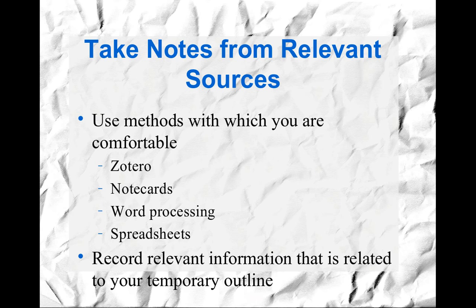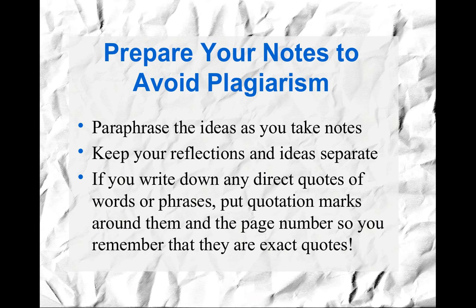Use whatever you're comfortable with. You can add notes in Zotero. You can make note cards for every single source if that's what you're comfortable with. You can use a word processor and you can make notes within that. You can use a spreadsheet, which works really well as far as organizing is concerned, but it's a little harder to read. Record relevant information related to your temporary outline as you go so that you know what you have, so that you can very easily go back and see what support you have for what point and where you need more.